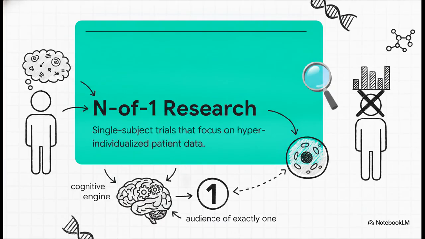N of 1 research is defined as single-subject clinical trials that focus entirely on hyper-individualized patient data. It pushes your clinical reasoning down to the ultimate micro level. Instead of asking, hey, what works for the average person? It asks, is this specific wearable data showing real improvement for this one single patient today? If you're at all interested in the frontier of precision medicine, I'm telling you, this elective is an absolute game changer. It shifts your entire baseline of evidence to an audience of exactly 1.